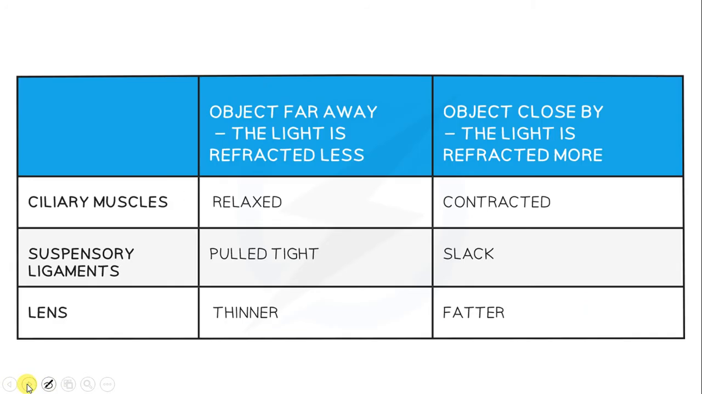So next we look at this more like a summary. Object far away, object close. What will happen? Ciliary muscles relax, suspensory ligament pulls tight. This is for a far object. Then the lens becomes thinner. Then for a close object, ciliary muscles will contract, suspensory ligament will slacken, and the lens will become fatter.